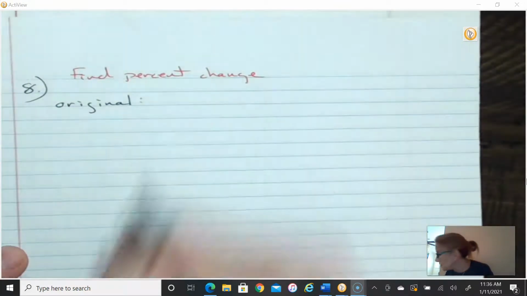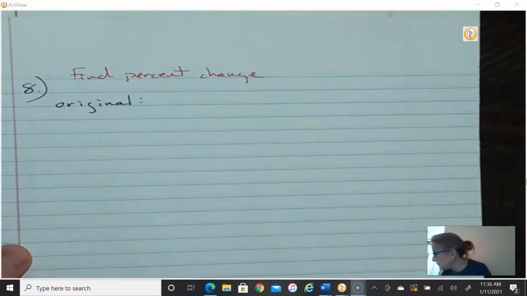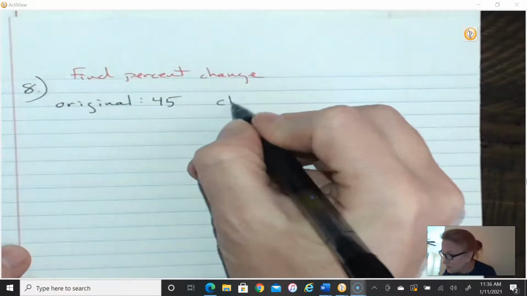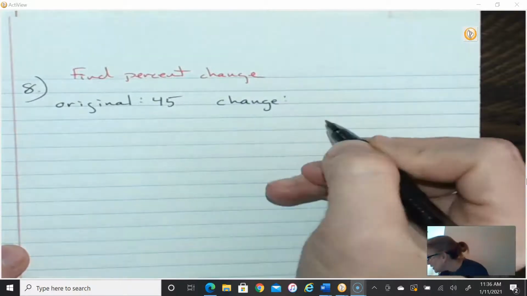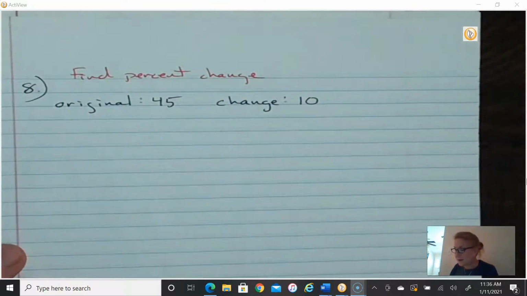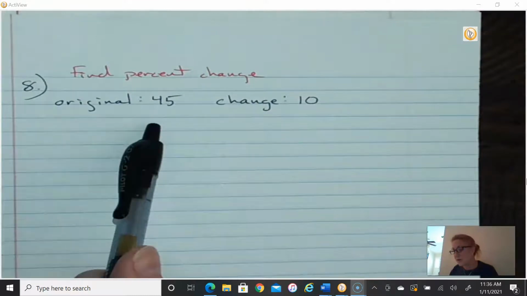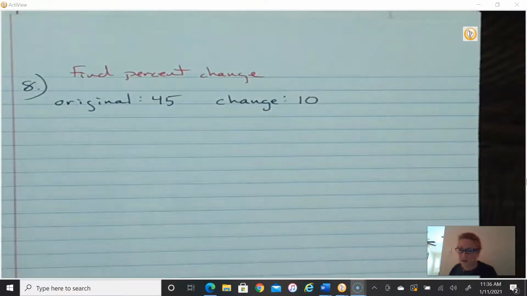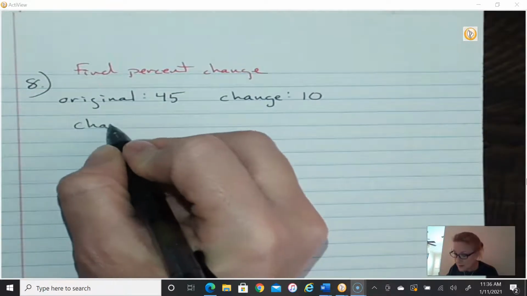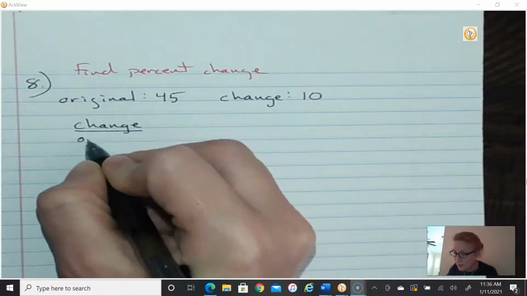They give you the original, and it is 45, and they tell you the change is 10. Okay, they already gave it to you. That's kind of nice. And in Algebra 1, and even this, you got to do a little more calculating. All right, they give you the original amount. They told you the change. How nice. What's the original formula that I gave you? Change over original.